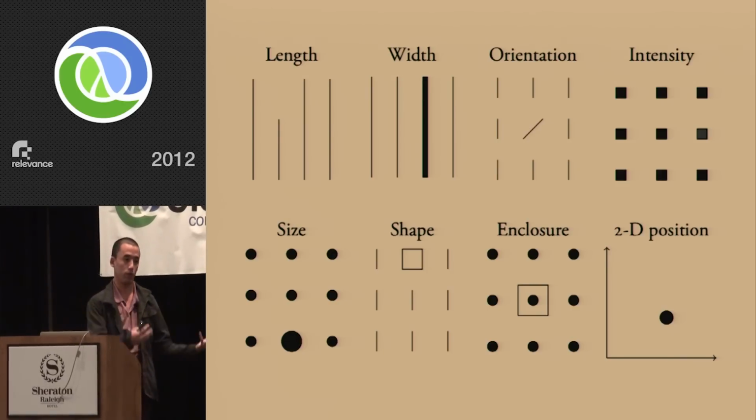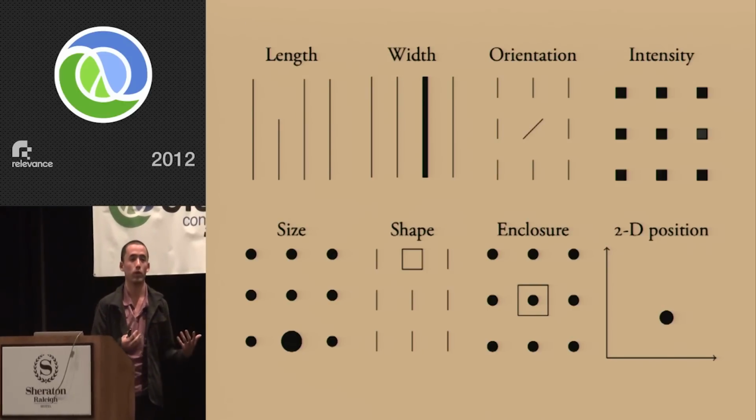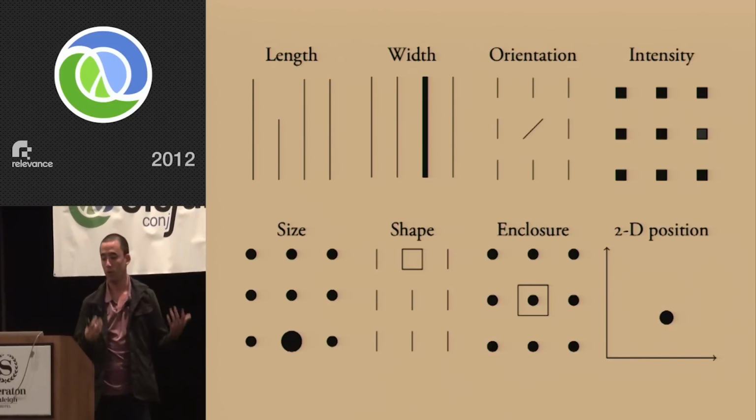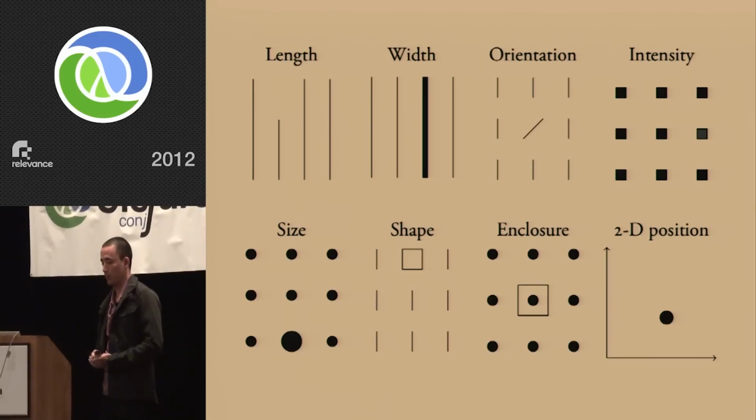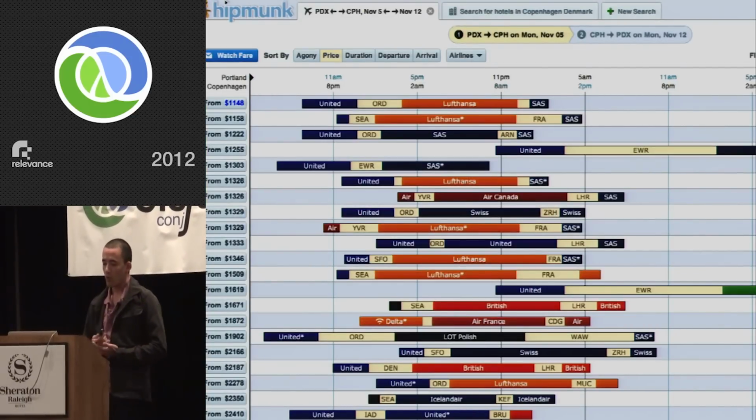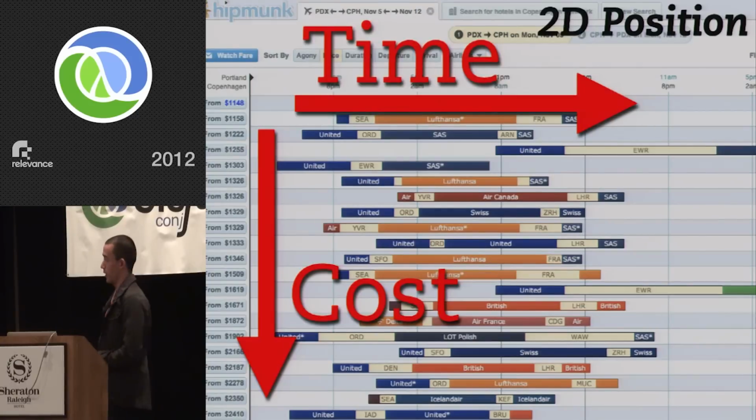These are all different ways that you can encode that information. And that's what you are doing when you're making a data graphic, right? So a bar chart or a pie chart or whatever. If you look at something like the Hipmunk example here, what they've done is they've used a 2D position to map 2 different variables, right? They have time moving from left to right and then cost going up and down.